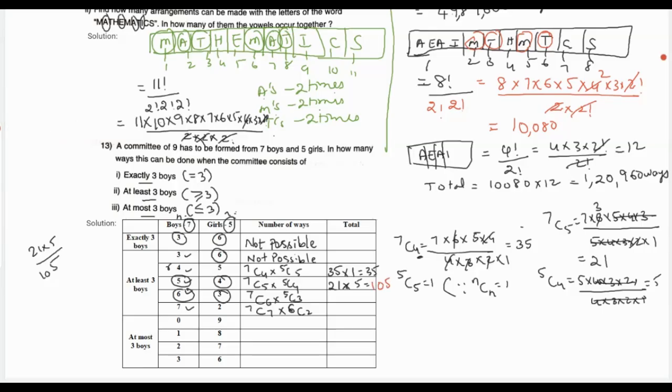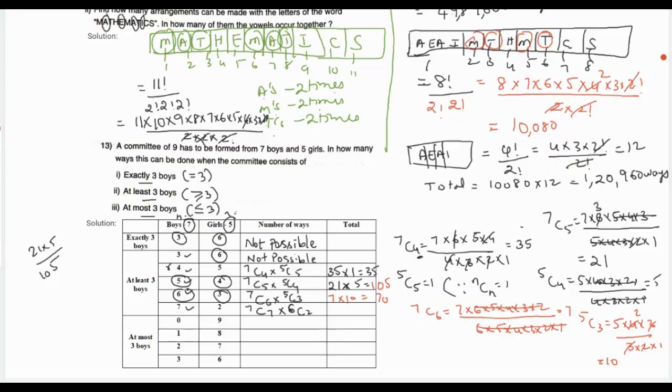Then next one, 7C6. 7C6 will be 7 into 6 into 5 into 4 into 3 into 2, 6 numbers, divided by 6 into 5 into 4 into 3 into 2 into 1. So all this gets cancelled. We get the answer as 7. Then it is 7 into 5C3. For 5C3 we have to write 3 reverse numbers: 5 into 4 into 3 divided by 3 into 2 into 1. So 3 and 3 cancel, 2 ones are 2, 5 2s are 10. So 7 into 10 is 70.